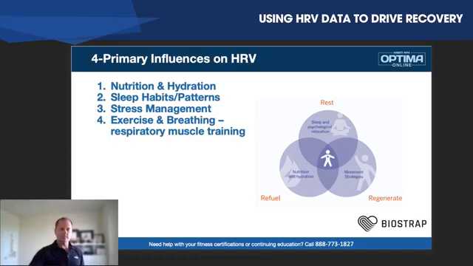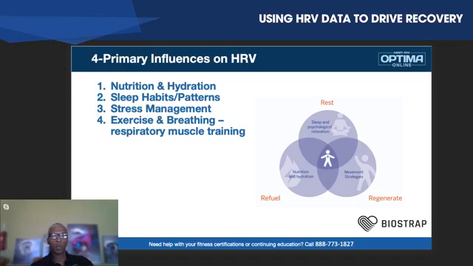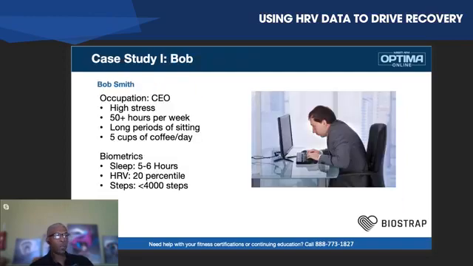Okay. I think that sets the case for us nicely. We want to monitor all of these 4 factors because they are going to have an influence on heart rate variability and also some of the outcomes that we're looking for our clients in the training setting. So now let's go ahead and get into these case studies. We're going to talk about Bob. What about Bob?